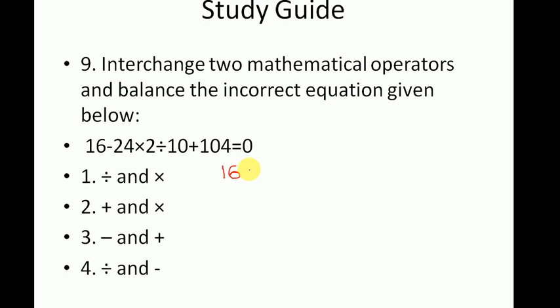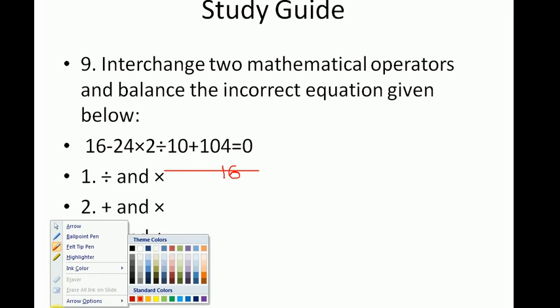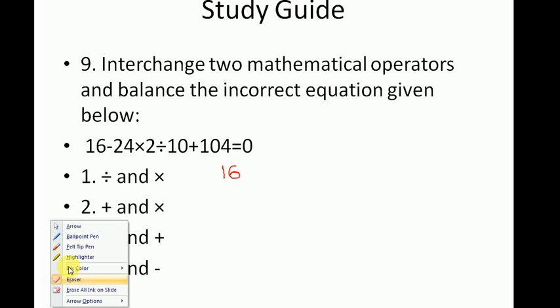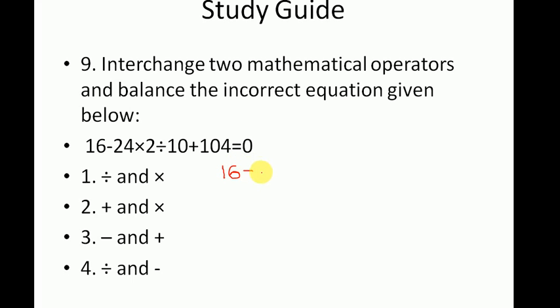that minus, division and multiplication should be changed. Division and multiplication should be changed. Okay, now minus 24, multiplication should be replaced by division, and division by 2 multiplied by 10 plus 104 equals to 0. Now what will happen? Division and multiplication would be changed. Now the division would be multiplication. Already I have changed. So 24 divided by 2.